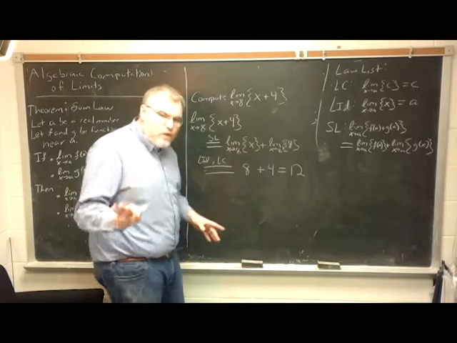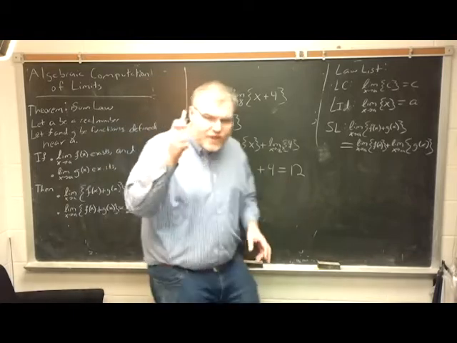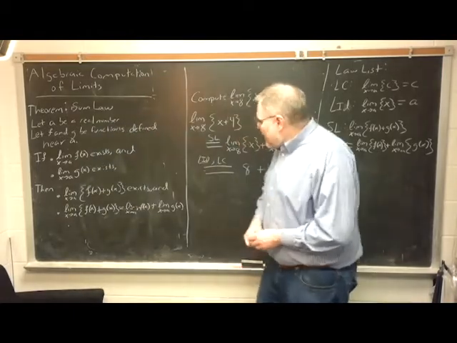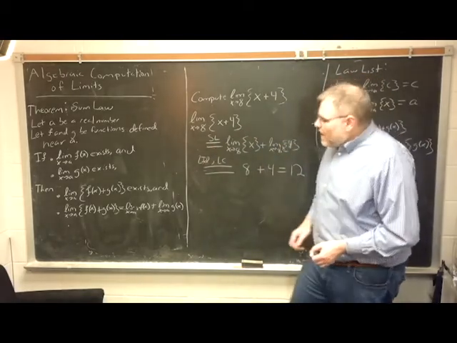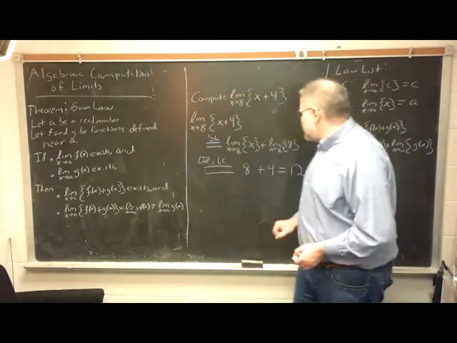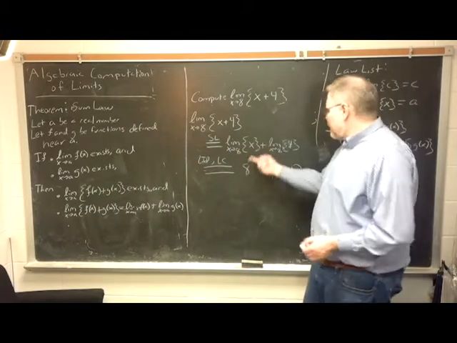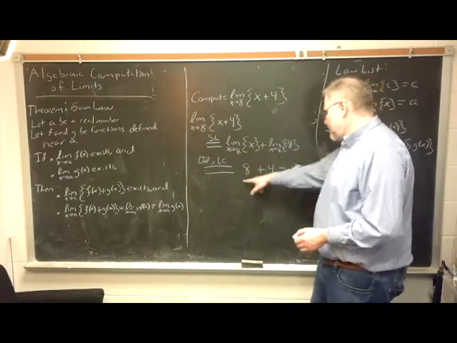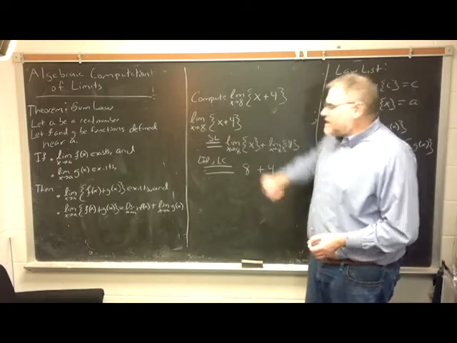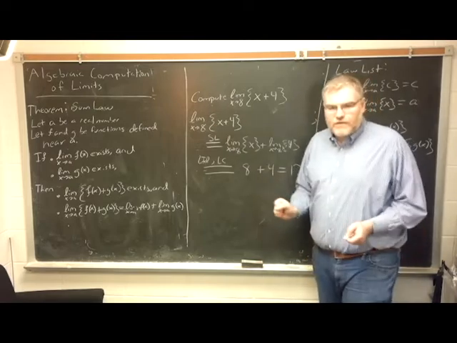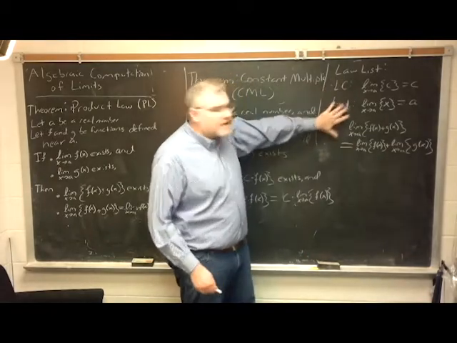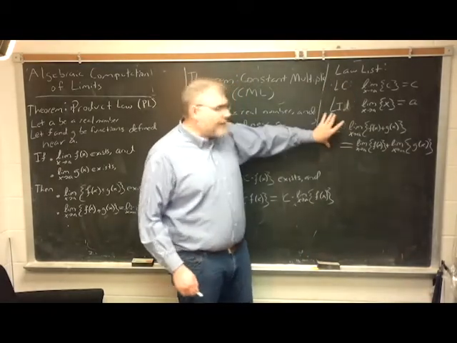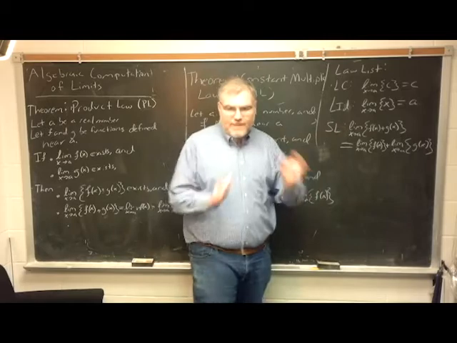Now, it's important to note that I need to check to make sure I met these conditions, right? Because I sort of just applied it without really checking. I need to know that both of these limits exist. Well, this first one does exist, and this second one does exist. There they are. Therefore, this sum law was a valid choice. Okay, so now we have the limit of constants and the limit of the identity function, and we have the sum law, and we've played with an example.